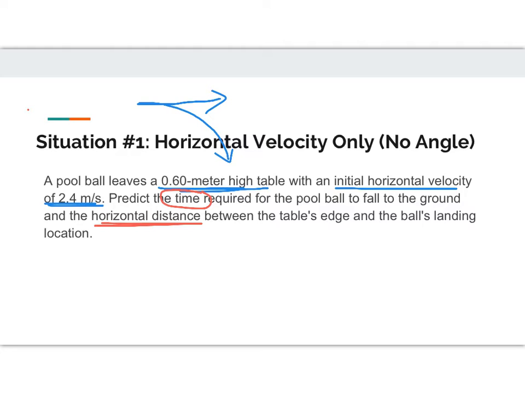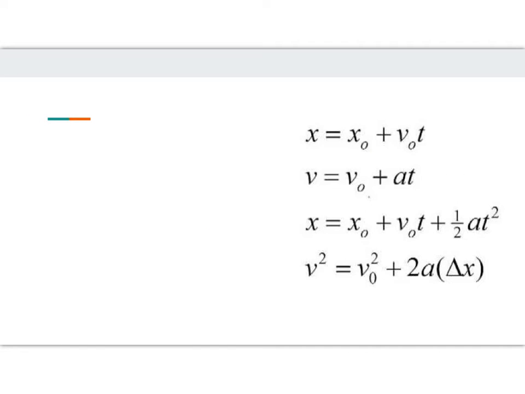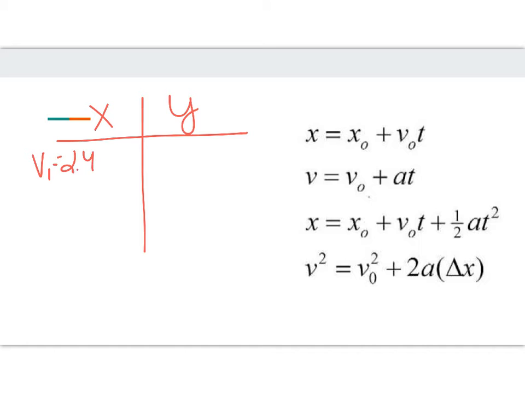All right, my first step for these problems is to always set up my x and y chart. Let's set this up in my x and y t-chart, and let's fill in what we know. In my x direction, my initial velocity is 2.4 meters per second. Remember, it will stay the same throughout, so my final velocity is still 2.4 meters per second. Gravity does not affect my x. In this, we're looking for delta x, and we're also looking for time.